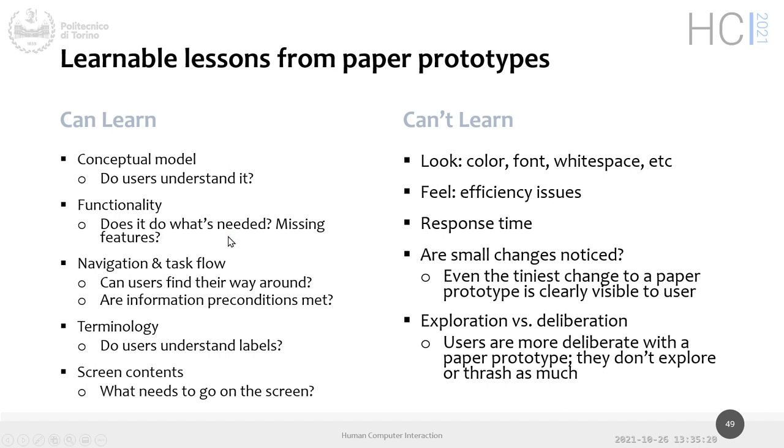Does a user expect some functionality to be there? Are they seeking some functionality and not finding it? So is there something missing? They want to delete a message, they don't find a way, they want to search or filter, and they are seeking it. You didn't think about some functionality that for the user would be normal to have.